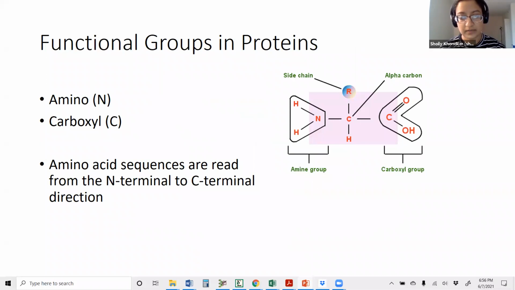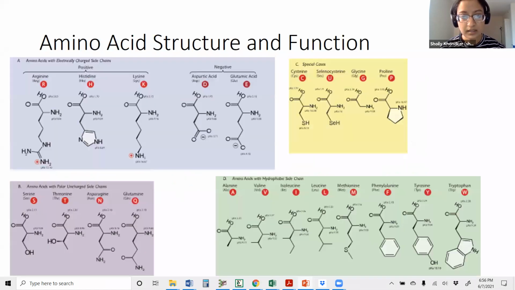Amino acids all consist of an amine group and a carboxyl group. So these are also referred to as N and C. In addition, there is a side chain, which is designated here by the R. So much like how in DNA and RNA you read from 5' to 3', in amino acid sequences you read it from the N terminus to the C terminal direction. So from the amine group to the carboxyl group.